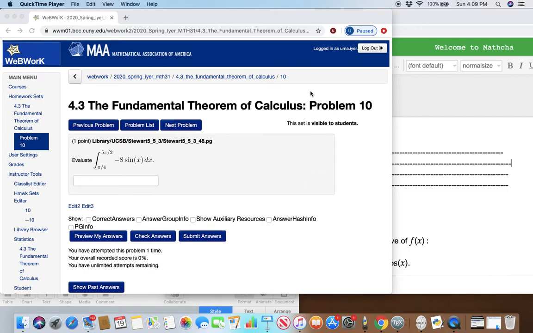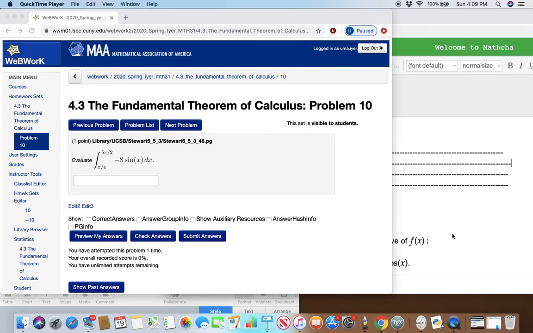Back. This is problem 10, section 4.3. Evaluate the integral from pi over 4 to 5 pi over 2 of negative 8 sin x dx. Notice sine is defined everywhere, so it's continuous everywhere. So this interval is perfectly okay for us to evaluate this integral.